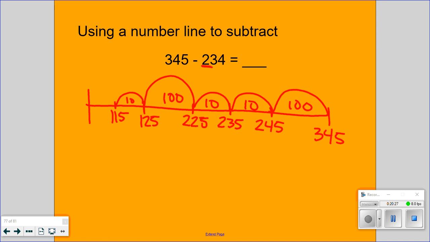Chloe? Just one? 4 ones. What number do I land on when I go back? 4 ones. Mackenzie? 111. So when I start at 345 and I go backwards 234, where do I end up? Where do I end up? Evelyn? 111.